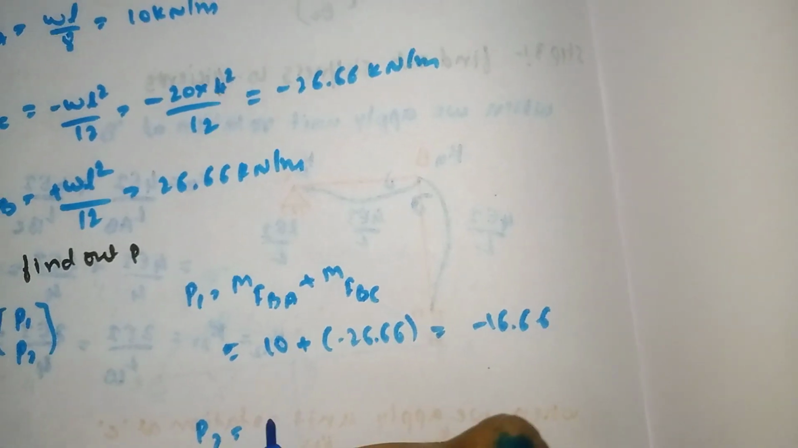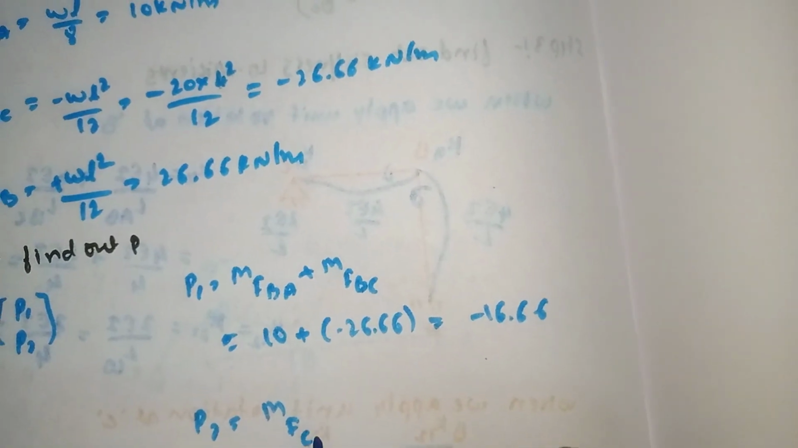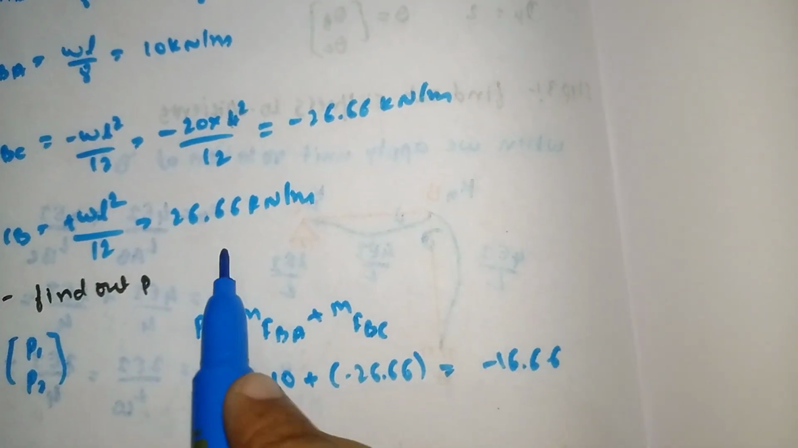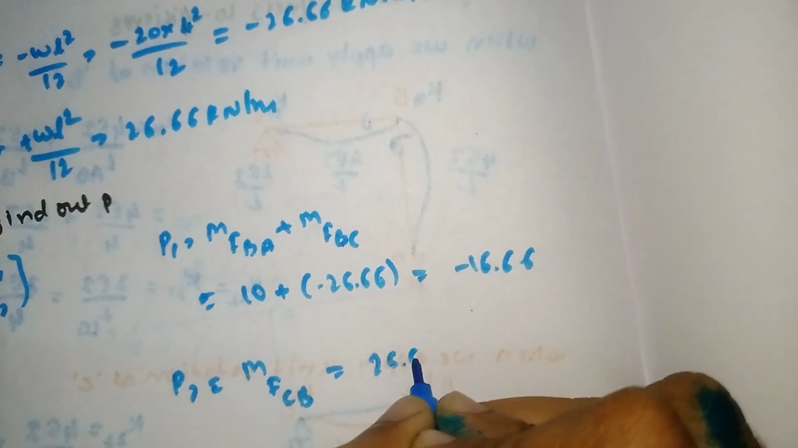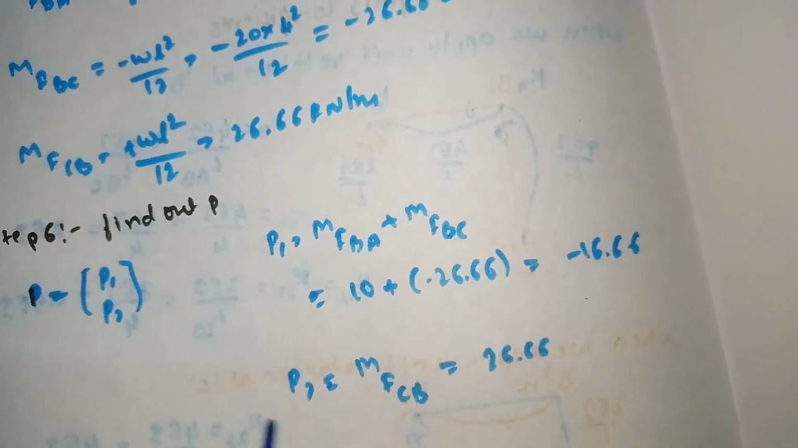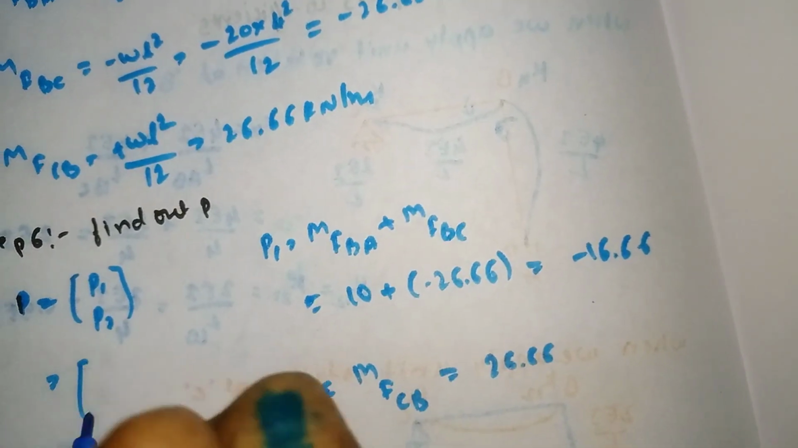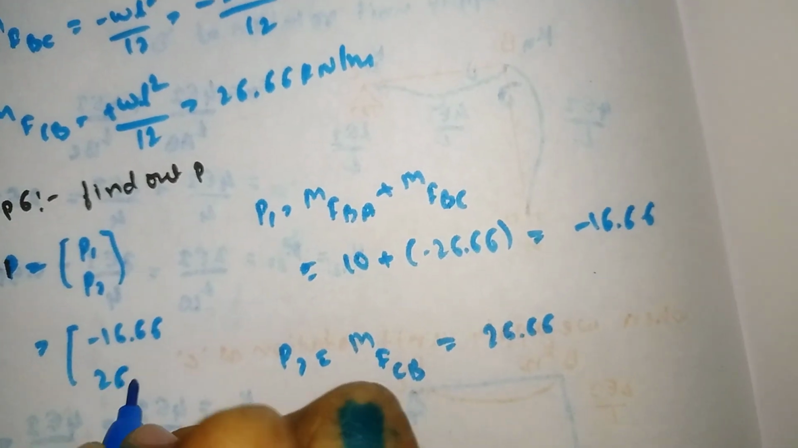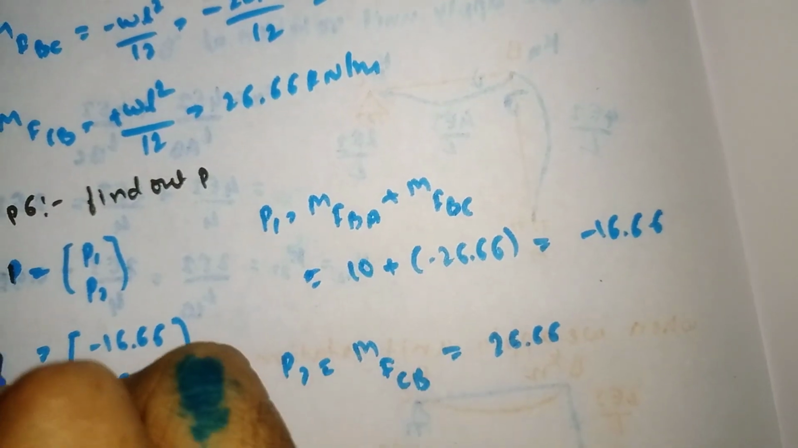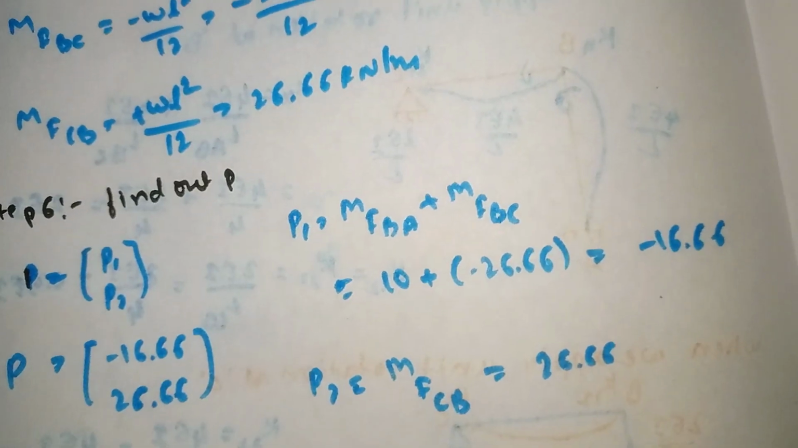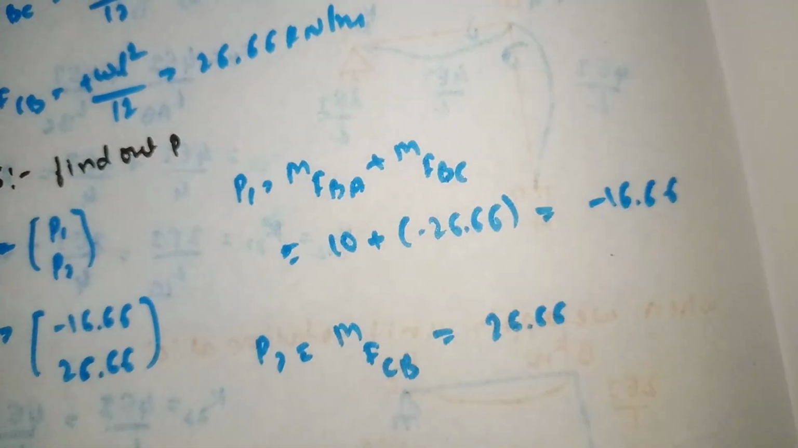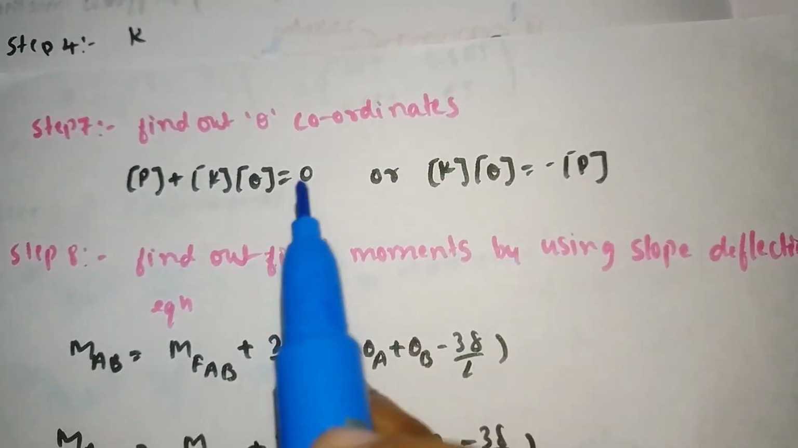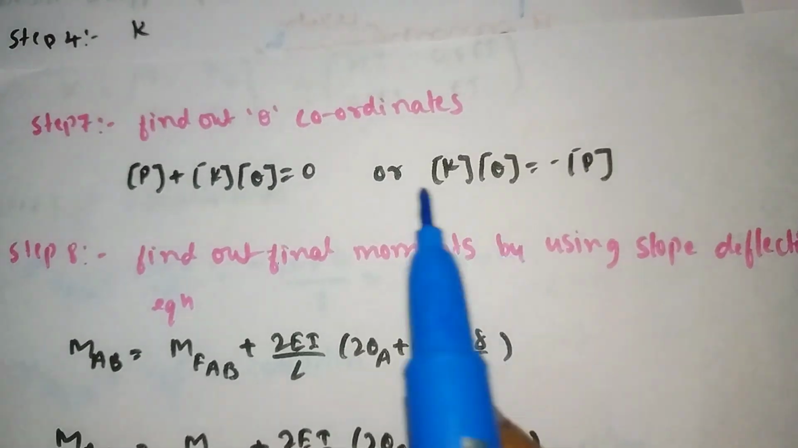Similarly, our P2 is MFCB, and the MFCB value we have is 26.66. So, P1 is minus 16.66 and P2 is 26.66. This is our P matrix. Now our step number 6 is completed. Step number 7 is to find the theta coordinates. By using this equation, we will find the theta coordinates.